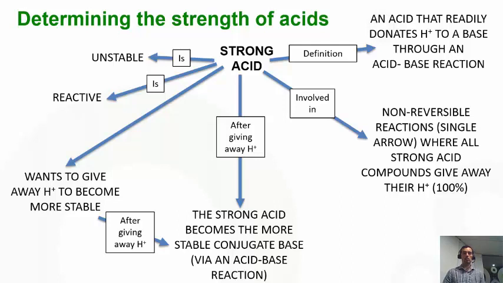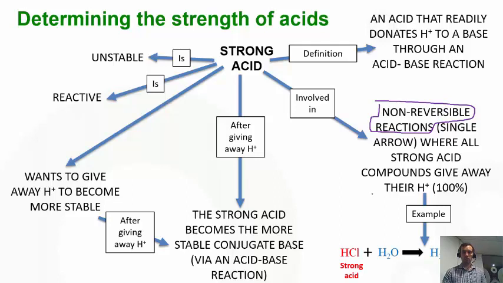Because the strong acid really wants to get rid of the H+, essentially what this means is that all of the strong acid compounds will all give away the H+. So we can say that 100% of the strong acid will give away its H+. This corresponds to a non-reversible reaction, a reaction that only proceeds in one direction that we show as a single arrow. The majority of the reactions I've shown you so far actually follow this pattern where it was just a single direction arrow. But I'll show you some other ones where this is not the case for weak acids.